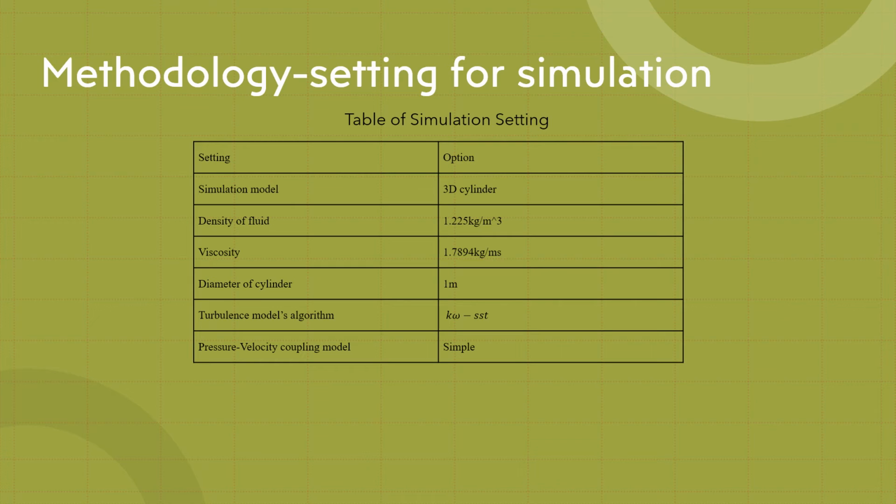So now let me explain the settings for the simulation. The simulation model is a 3D cylinder, and the diameter of the cylinder is set to 1 meter. The turbulence model is k-omega SST, and the pressure-velocity coupling algorithm is SIMPLE.